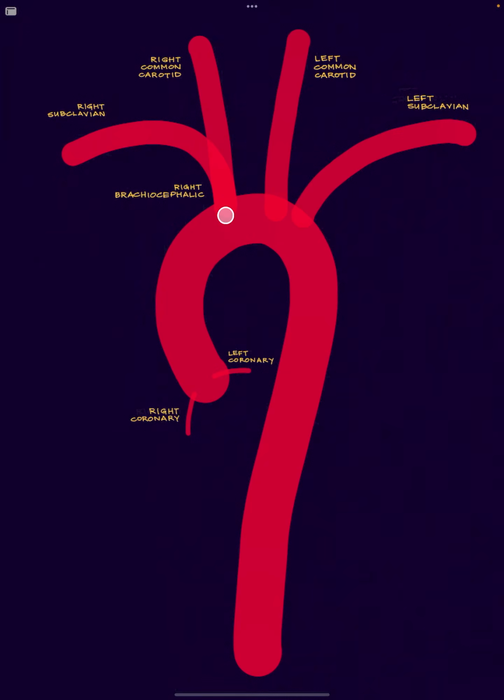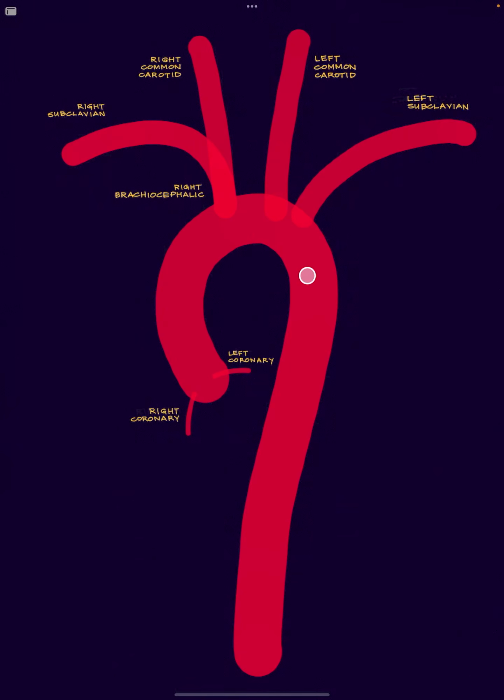This is the most common branching pattern, where you have three arteries coming off of the aortic arch. The right brachiocephalic is the first, the second is the left common carotid artery, and the third is the left subclavian artery. The right brachiocephalic is usually the largest because it gives rise to two arteries, the right subclavian and the right common carotid.